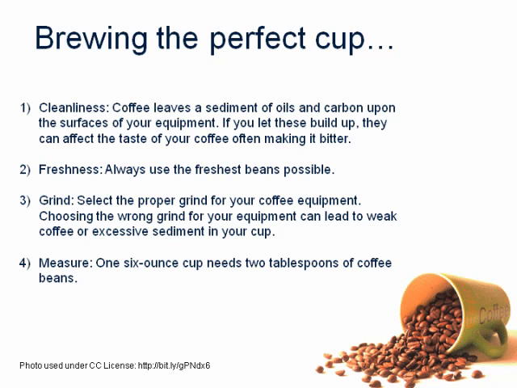Don't compound this problem by buying your coffee too far in advance and letting it sit in your storage for even longer. You need to consider the proper grind for your coffee equipment. A medium grind makes sense for manual drip or French press coffee makers, which is probably what most of you have at home. But if you're using an espresso maker, you'll want to get a very fine grind. Choosing the wrong grind for your coffee equipment can lead to a weak or excessive sediment in your coffee. Measure. Science tells us that one 6-ounce cup needs 2 tablespoons of coffee beans. Most people put too little coffee to the amount of water and end up missing out on the complexity of the flavor.